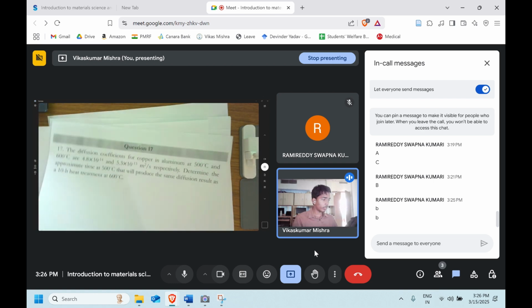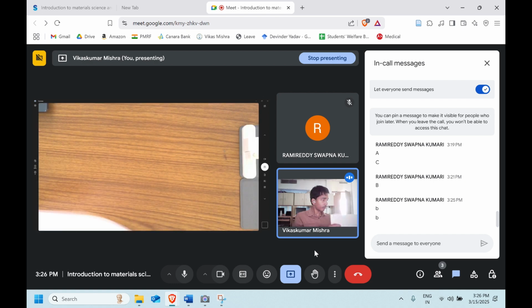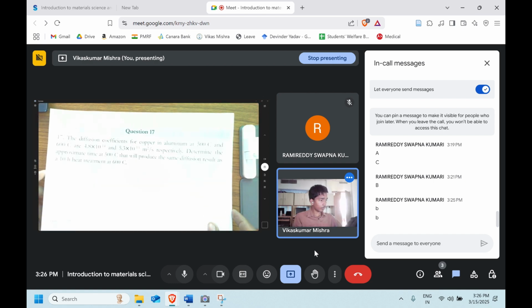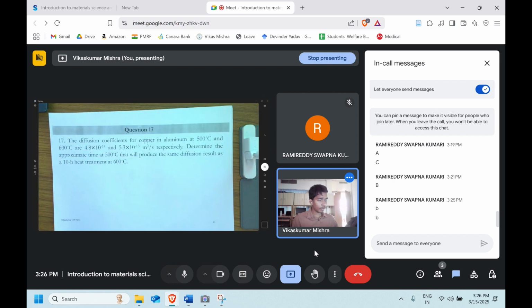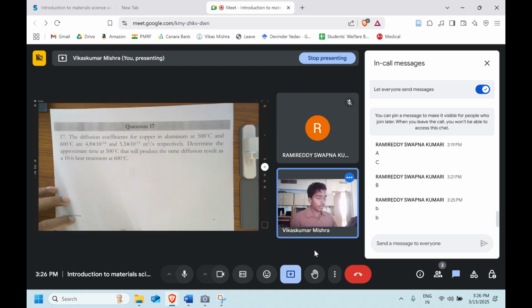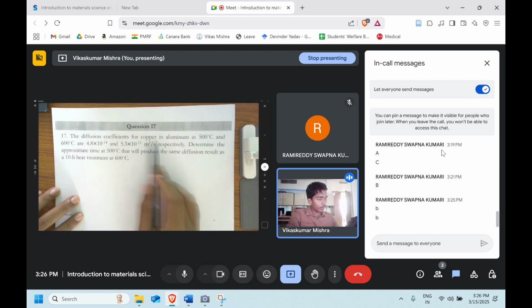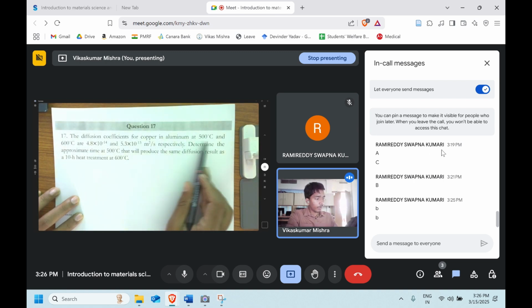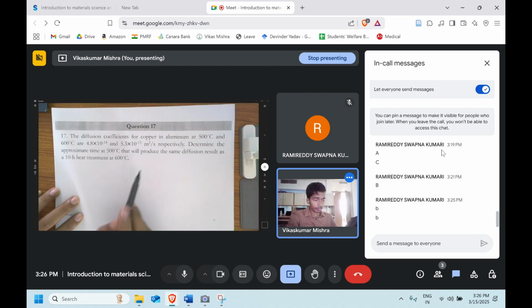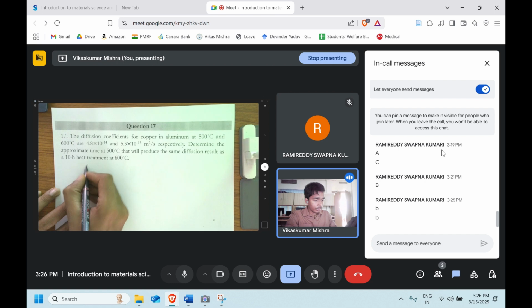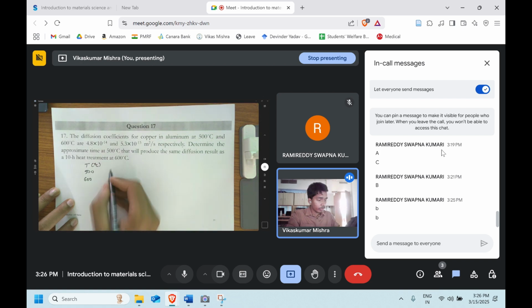Now let's try to solve this numerical. The numerical is saying that the diffusion coefficients for copper in aluminum at 500 and 600 are given to us. So they are talking about two temperatures, one temperature is 500, another one is 600. The unit is degrees Celsius. So their diffusion coefficients are given to us. This is given and this is given.